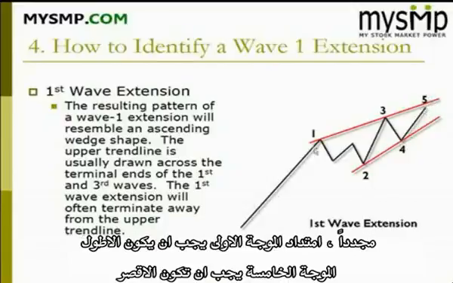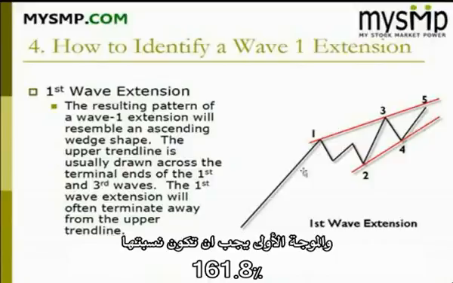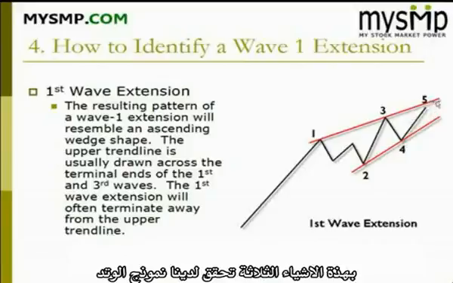So again, wave 1 extensions: wave 1 must be the longest wave. Wave 5 must be the shortest wave. And wave 1 must be 161.8% of wave 5. And if those three things are present, you're going to develop this kind of wedge pattern.